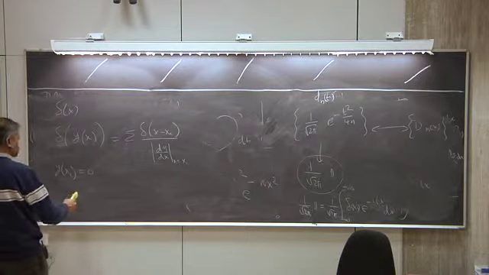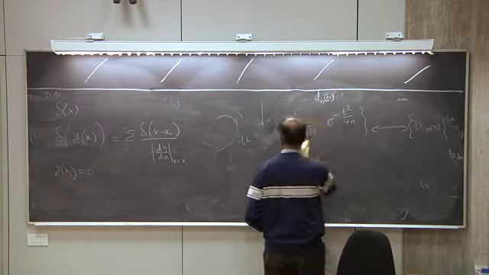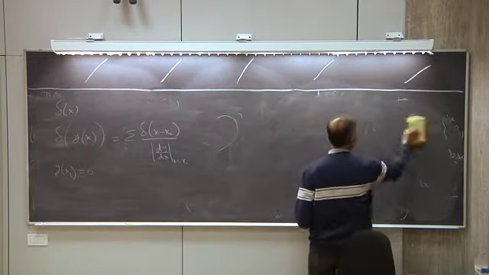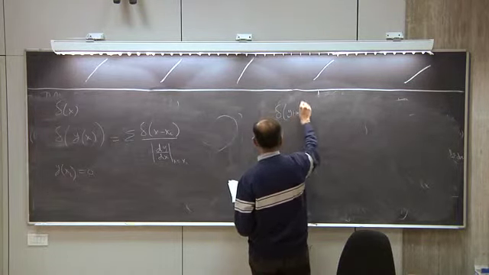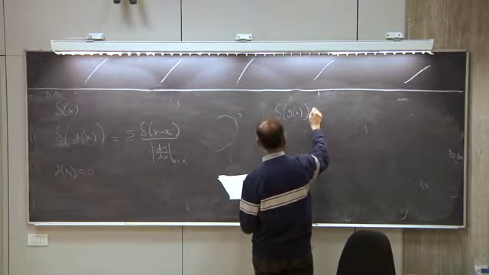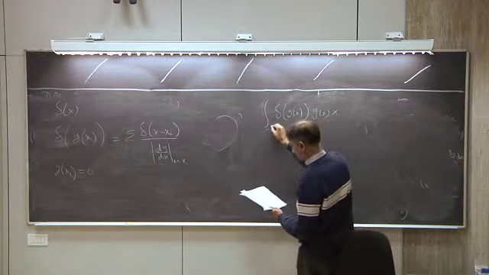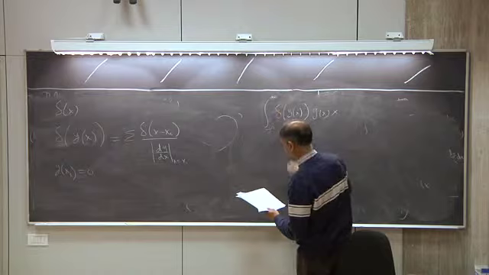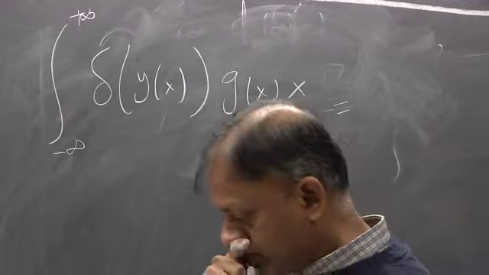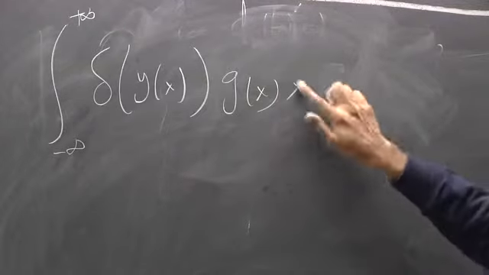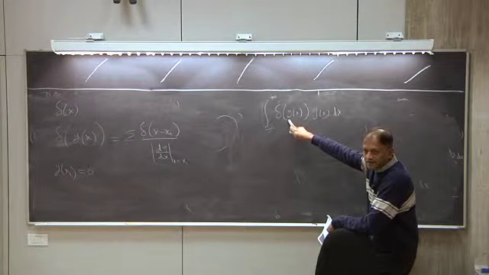So yeah, it's just obtained by evaluating that expression. You want to look at delta of y of x and multiply this by any good function, say g of x, dx, from minus infinity to infinity. Let's change the variable: instead of integrating over x, let's integrate over y, okay.